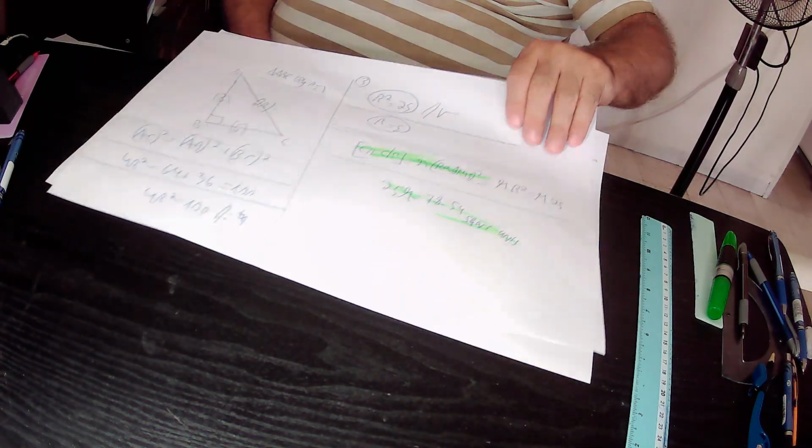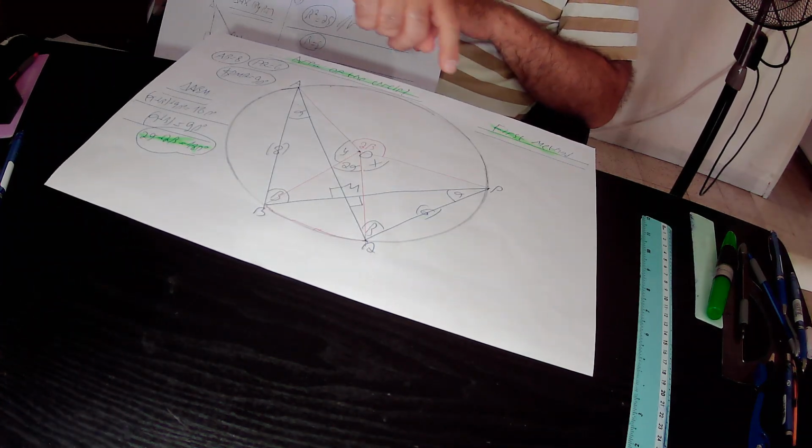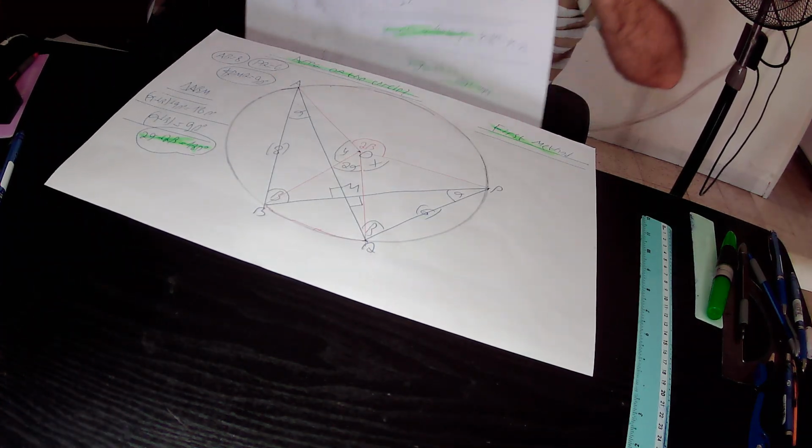We finish with the first method. In the next step, I will present to you how to find the area of this circle according to the second method.